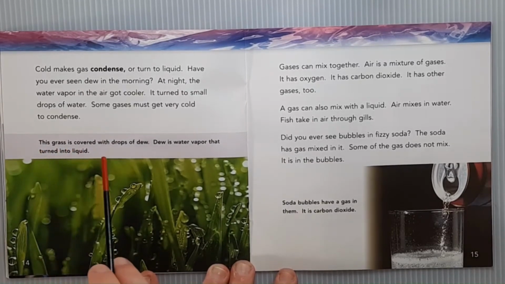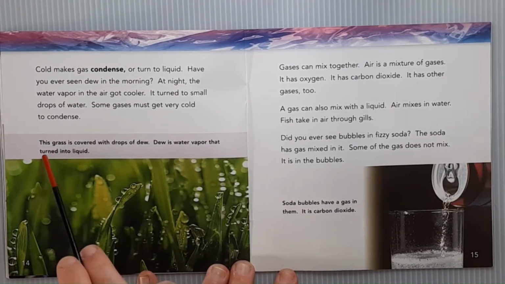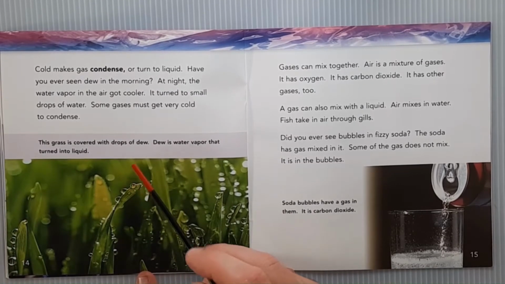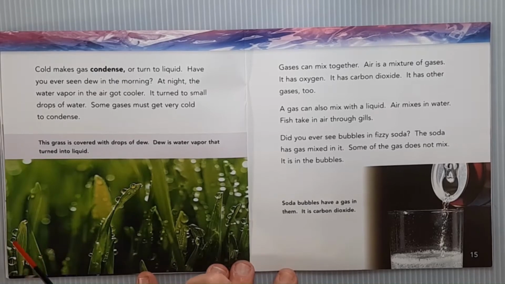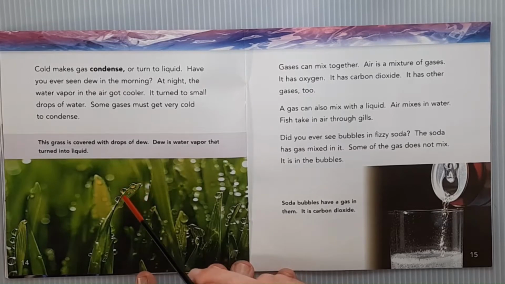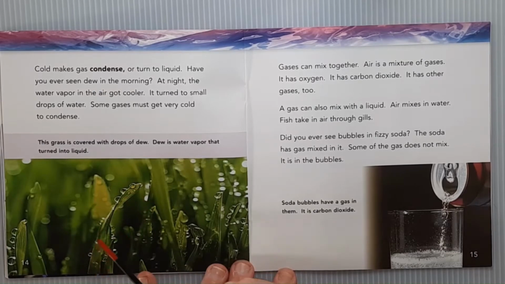This grass is covered with drops of dew. Dew is water vapor that turned into liquid. See all these little drops of dew? That's water that was once in the air as water vapor gas. But then as it cooled down, it turned back into a liquid and landed, or I guess you could say condensed, on the grass itself. It's probably the grass that provided the cooling surface for that water vapor in the air.